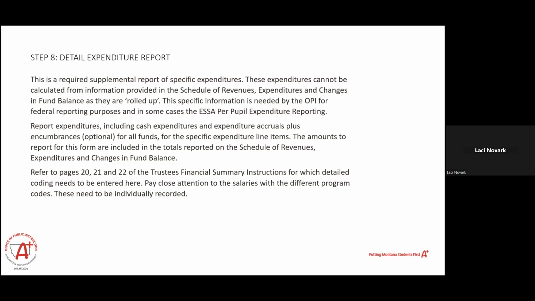Report expenditures, including cash expenditures and expenditure accruals plus encumbrances for all funds for the specific expenditure line items. The amounts to report for this form are included in the totals reported on the schedule of revenues, expenditures, and changes in fund balance. Refer to pages 20, 21, and 22 of the trustees' financial summary instructions for which detailed coding needs to be entered here. Pay close attention to the salaries with the different program codes. These need to be individually recorded.